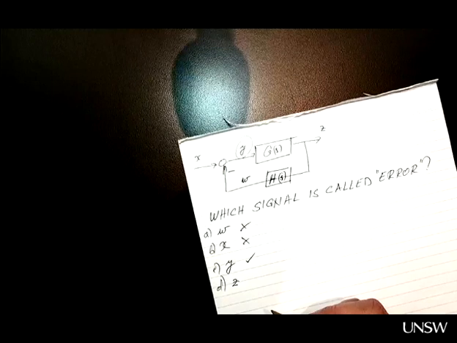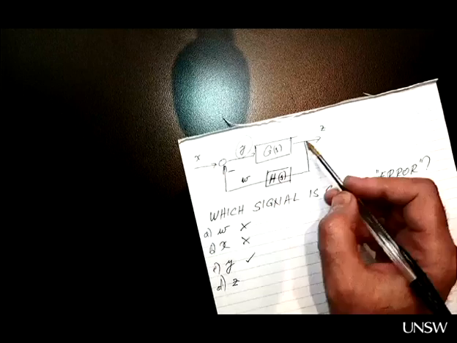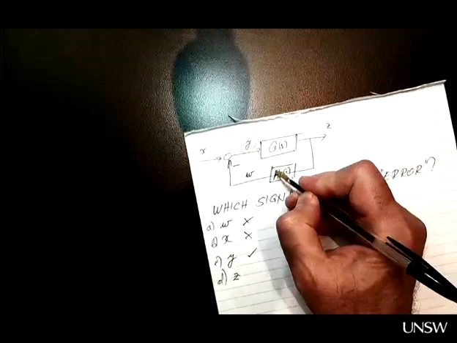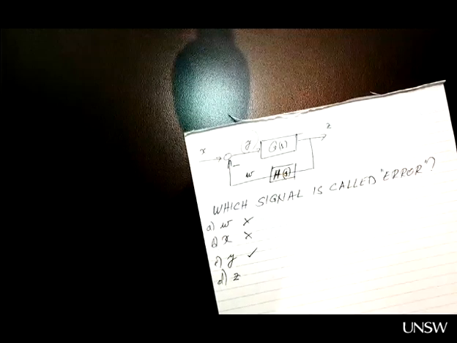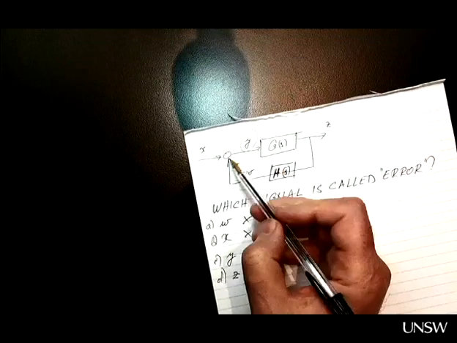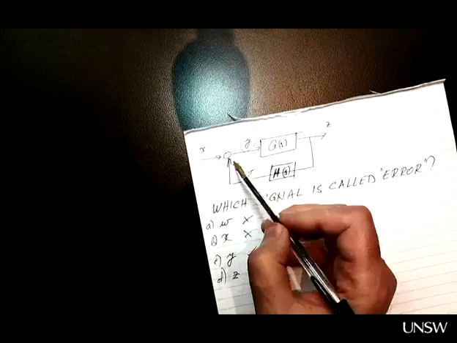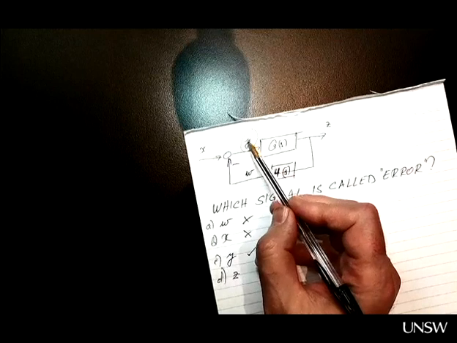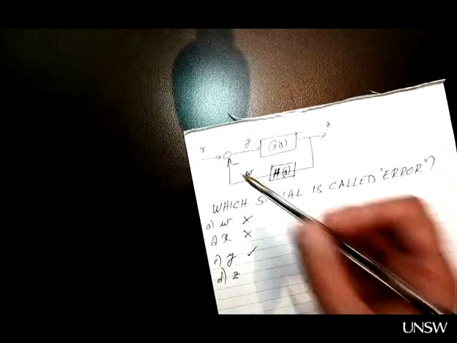Okay. You apply an input, you get an output. Output is measured through this sensor, through this feedback loop, and compared with the input. Now, if that comparison gives you 0, you have no error. So you achieved what you wanted.